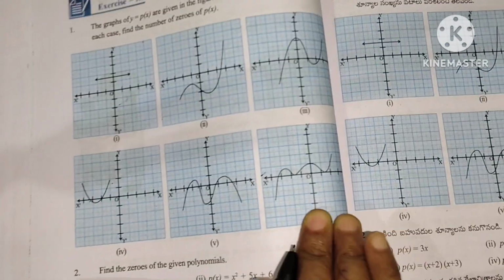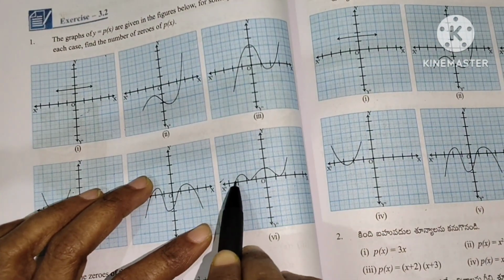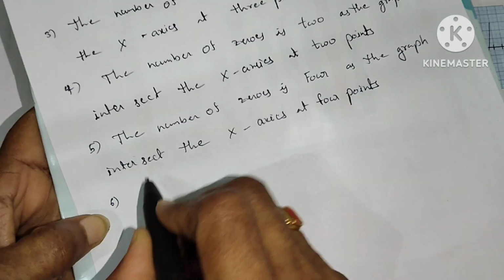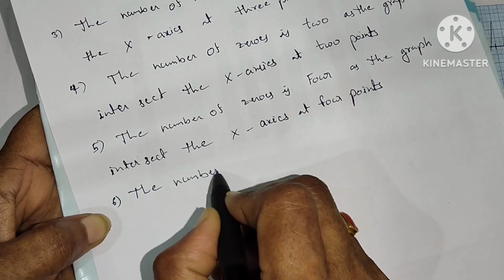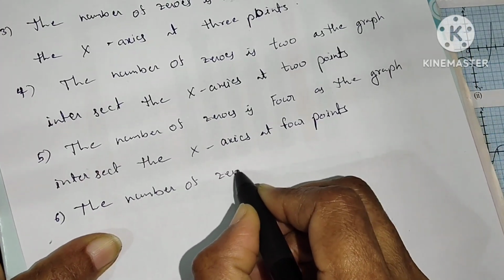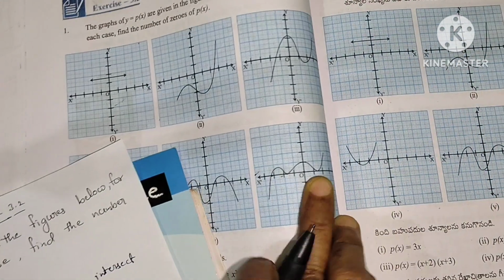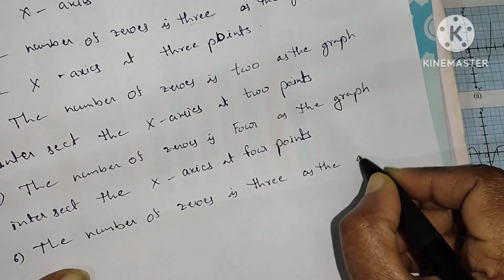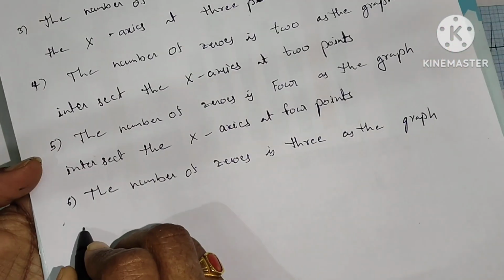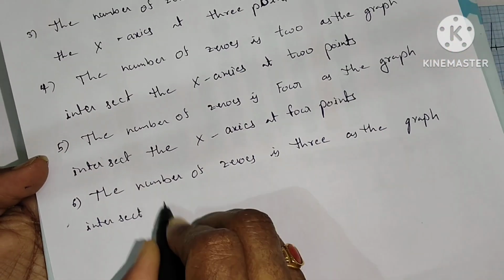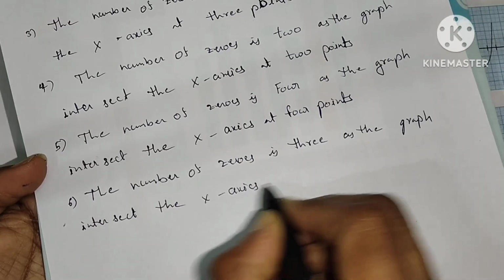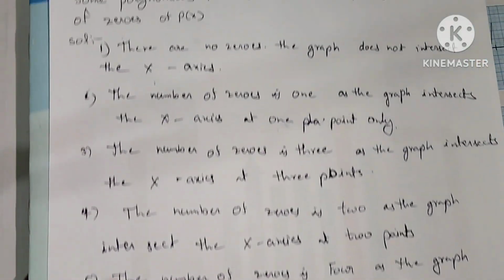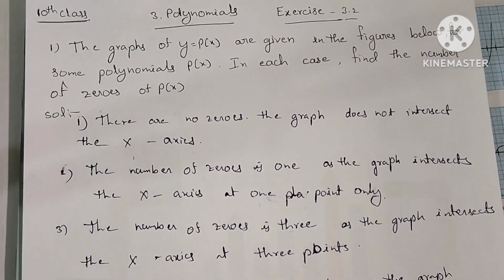So next, the sixth one. Here we observe the sixth one. Here the given curved line intersects the x-axis at 3 points. So we write here: the number of zeros is 3, as the graph intersects the x-axis at 3 points. So this is the first one's solution.